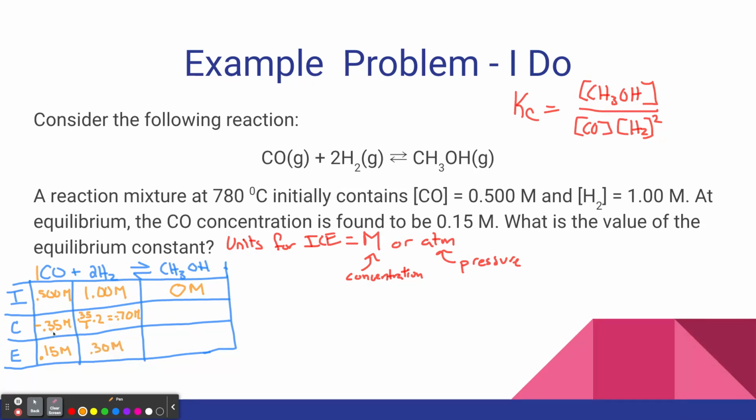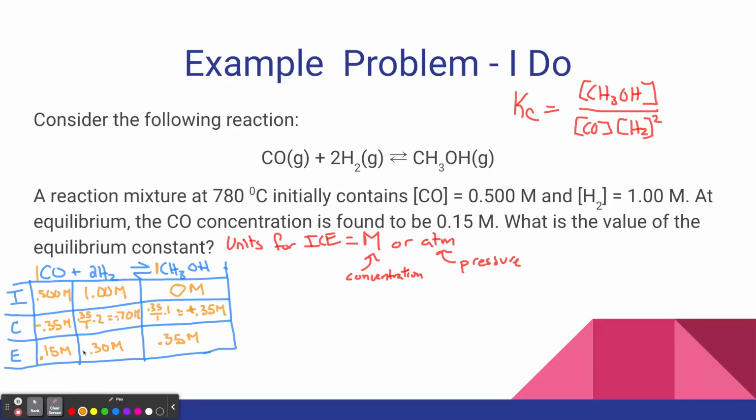Same idea here, guys. Now that we know the change of our carbon monoxide, I'm going to divide by the column I'm in and multiply by the column we're going. Well, the column I'm going to has an invisible 1 in front of methanol. So I'm going to do 0.35 divided by 1 times 1, which of course is going to be 0.35 molar. And because this is our product, it's going to be positive because it is currently being produced. So we have 0.35 molar of methanol at equilibrium.